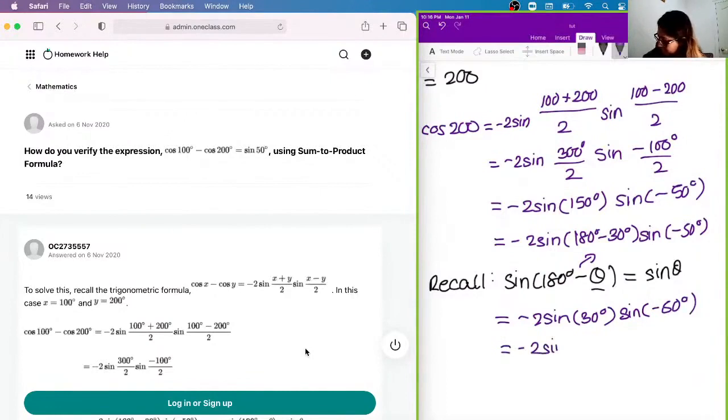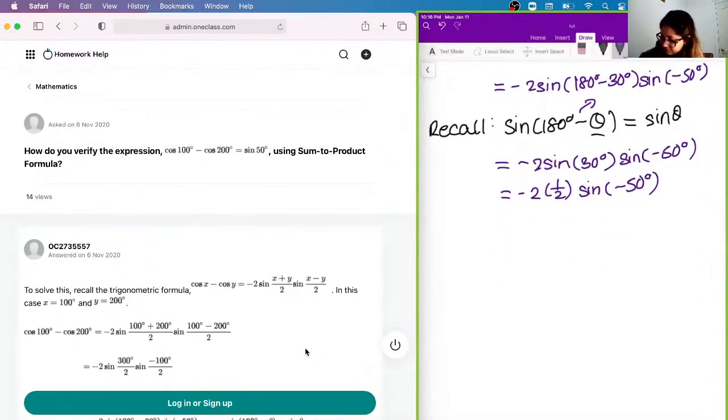And from our special angles, recall that sine of 30 is a half. So we just substitute a half here, and you have sine of negative 50 degrees. And if you guys also recall another formula, negative sine of negative x is equal to sine x.